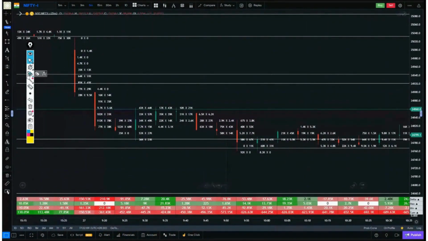Before we properly read the footprint, we should know what delta is, because every day we use delta to read the footprint here. Now, what exactly is delta? In simple language, the difference between buyers and sellers is what we call delta.